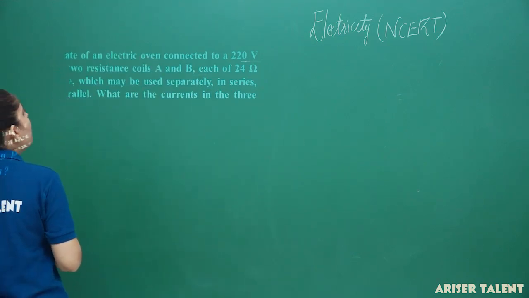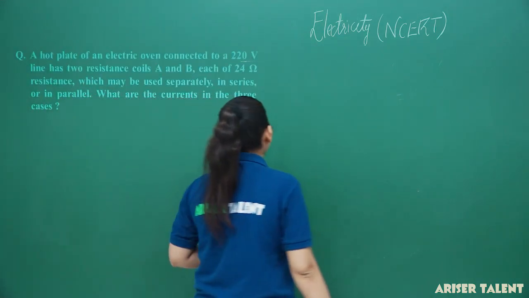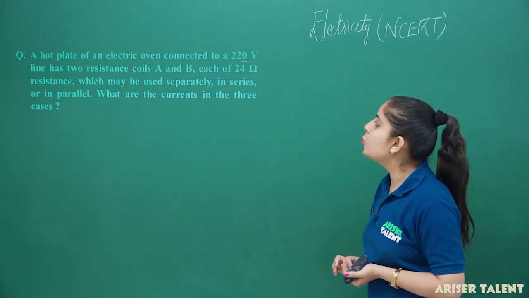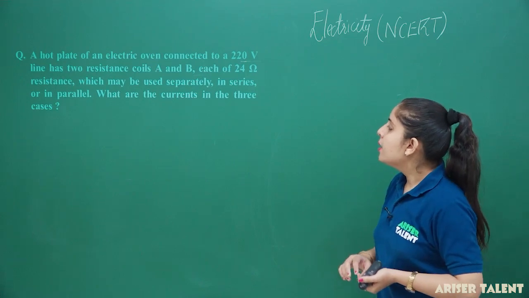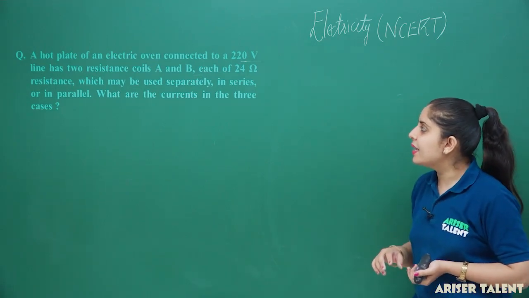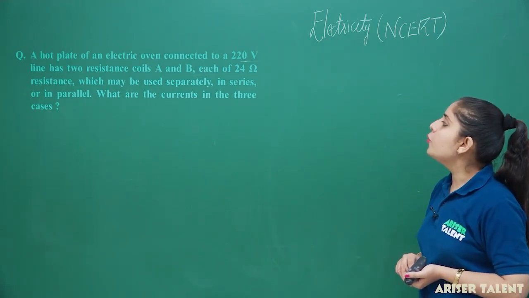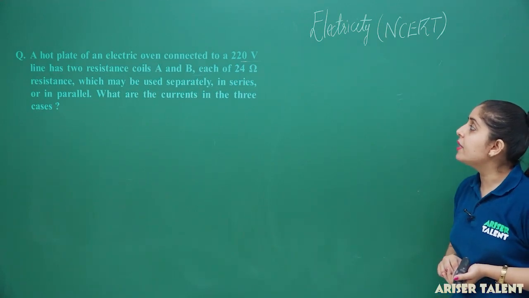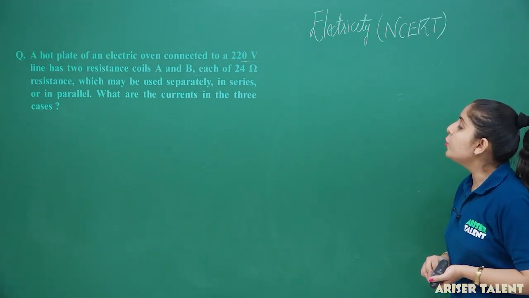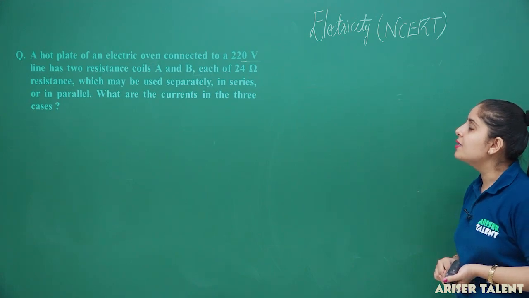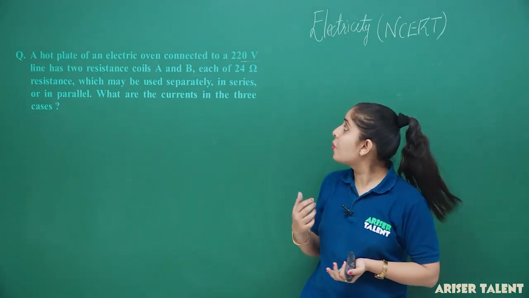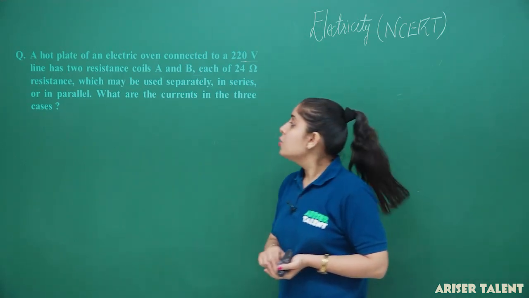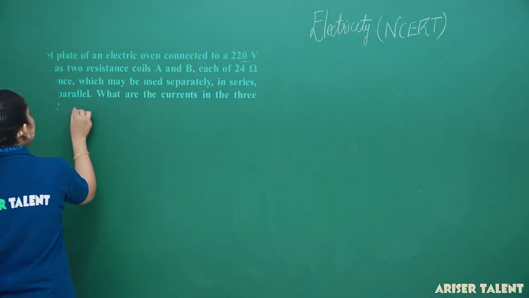A hot plate of an electric oven is connected to a 220 volt battery and has two resistances of 24 ohm and 24 ohm separately. You have to connect this system in series and parallel and find the current in all three cases. In this question you have three parts: one is the simple case, one is the combination in series, and one is the combination in parallel. So first, let us write the given conditions.